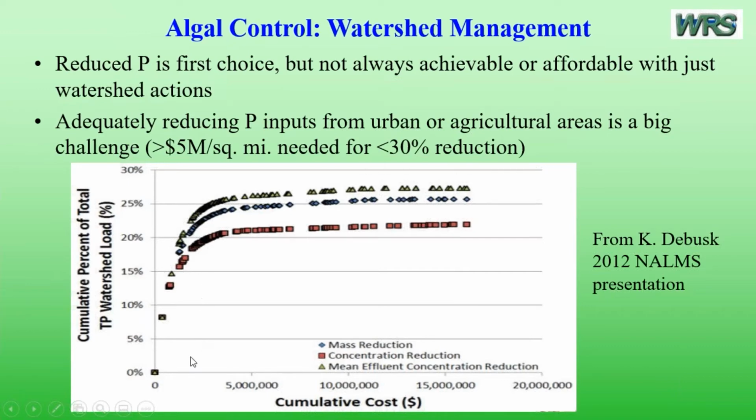And they were leveling off after about $3 million per square mile being spent. How many watersheds do you know where they can spend even $3 million per square mile to minimize impacts? Not many. And yet, that's only getting you a 30% reduction. That may not be good enough. So there are very real limitations to what we can do with watershed management.